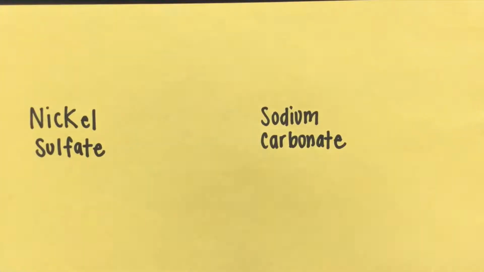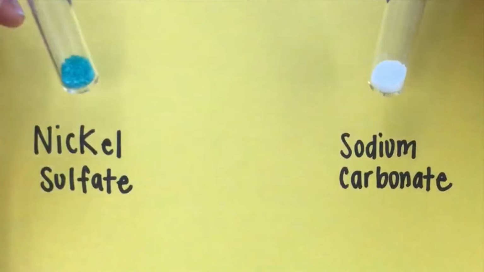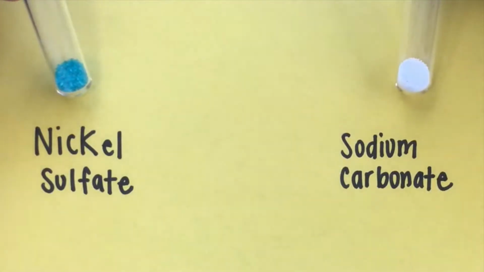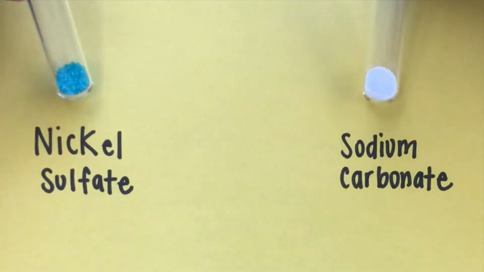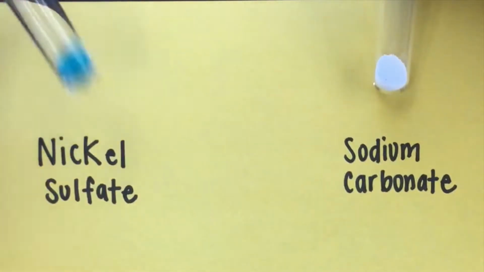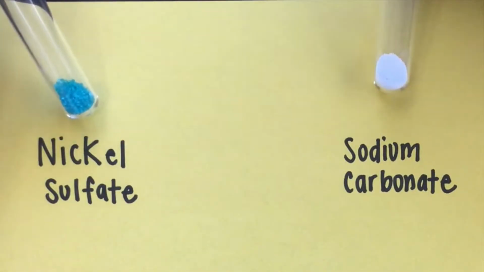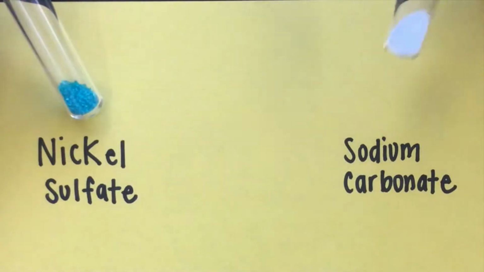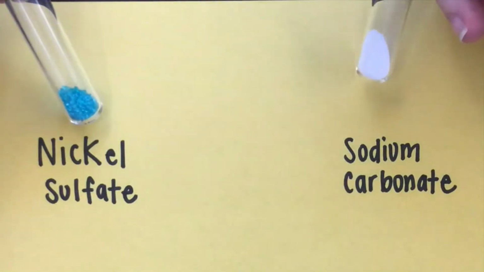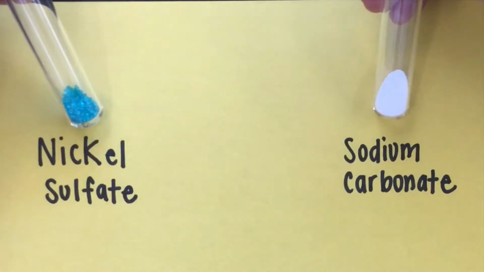This video is going to detail salts and solubility. So I have two test tubes here, one that has nickel sulfate in it and one that has sodium carbonate in it. You can see that without water they look like crystals. Nickel sulfate is this nice bluish green color. Sodium carbonate also looks crystally and it is a white color.